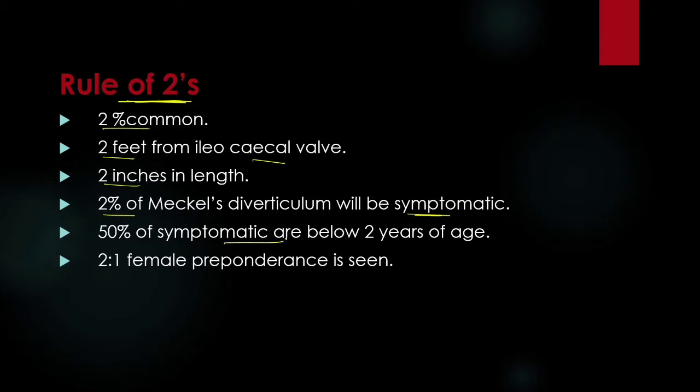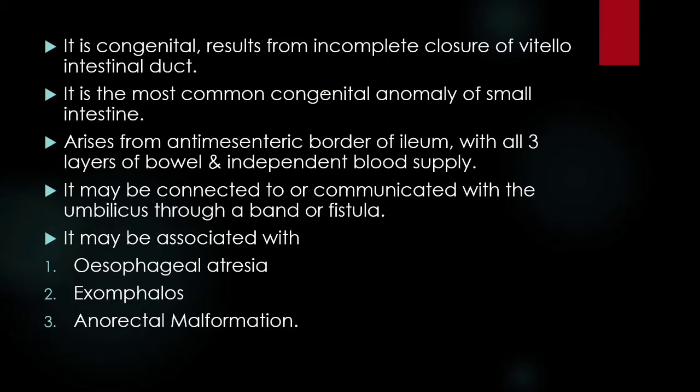50% of the symptomatic are below the age of 2 years. It is most commonly seen in males than females. It is seen in 2:1 ratio. It is congenital, results from the incomplete closure of the vitellointestinal duct. It is the most common congenital anomaly of small intestine.